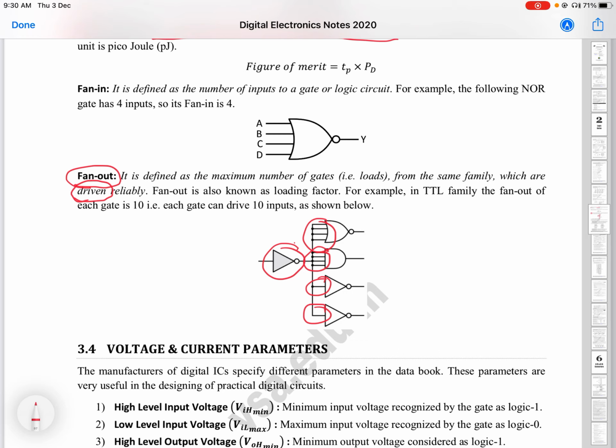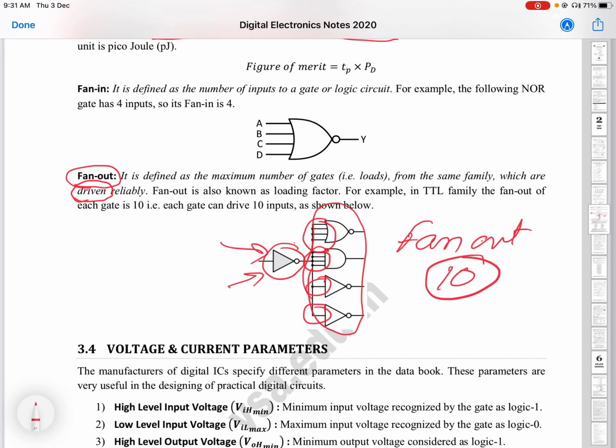If the process goes successfully and this NOT gate is able to drive all these logic circuits successfully, then we say that the fan out of this NOT gate is 10. In that way, fan out is also a number to show how many inputs can be driven properly by the output of a logic circuit.